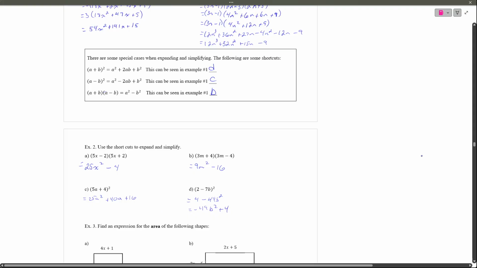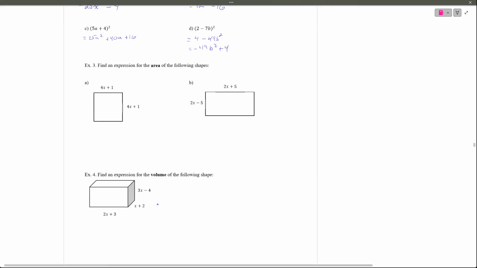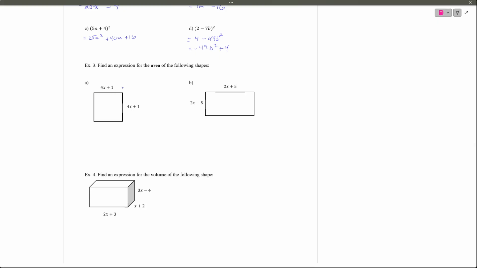Let's take it one step further and let's apply it to some geometry. Find an expression for the area of the following shapes. Well, what kind of shape are we looking at here? We can see in this shape, both sides have the exact same dimensions, 4x plus 1. So that tells me this is a square. What's the formula for the area of a square? Area is equal to the side length squared. Okay. So let's write that out. So area is equal to the side length, which is 4x plus 1.